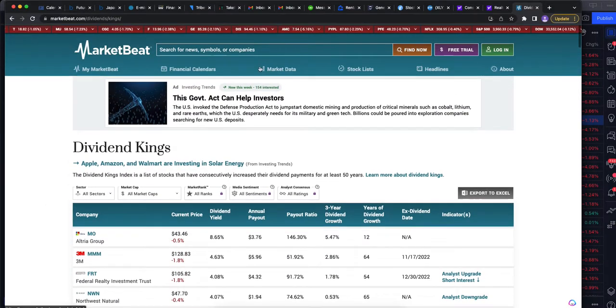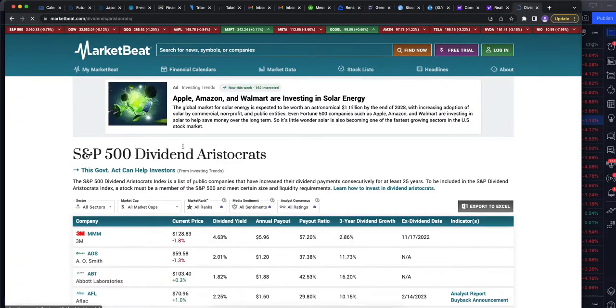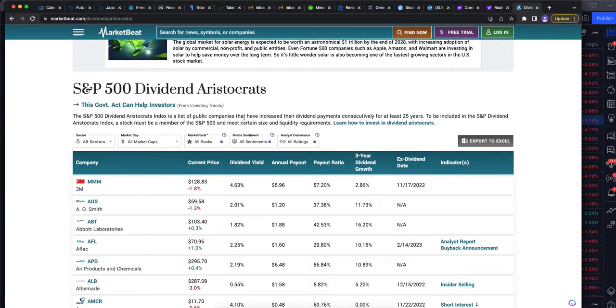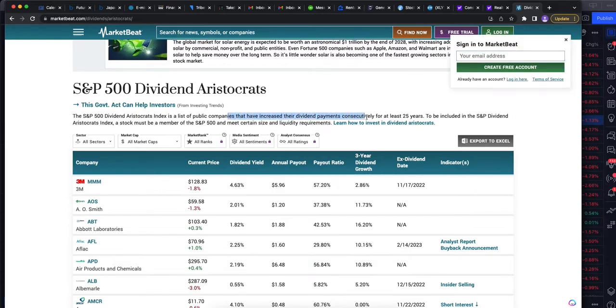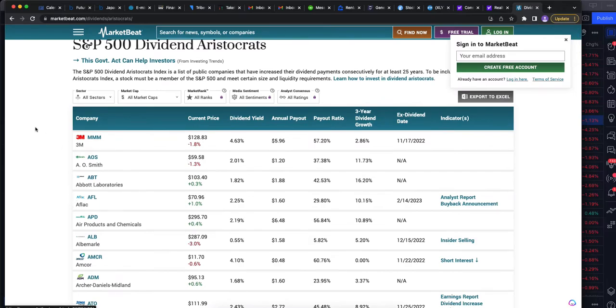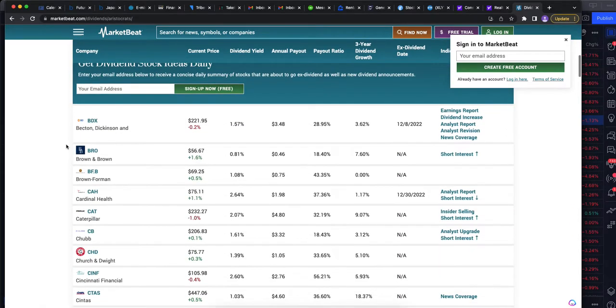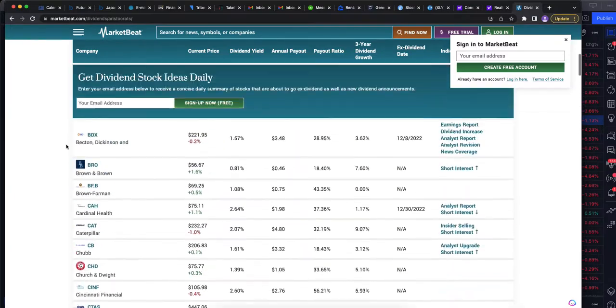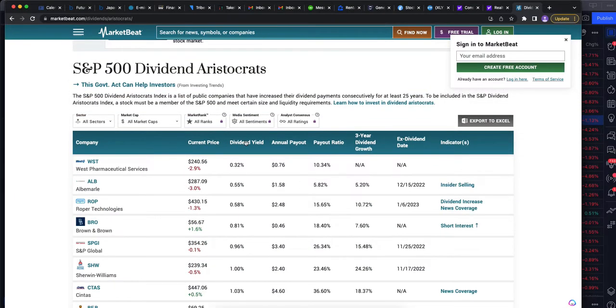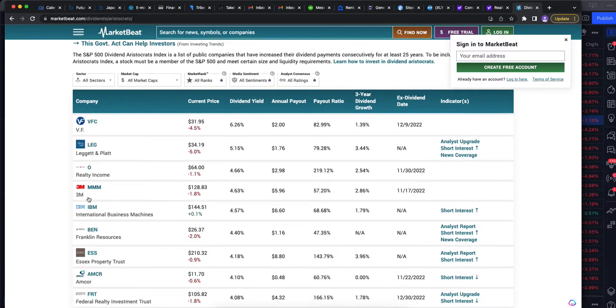So Dividend Kings and Dividend Aristocrats. All right, S&P 500. These are companies that have increased their dividend payments consecutively for the last 25 years. In order to be included in the S&P Dividend Aristocrats Index, a stock must be a member of the S&P 500. So we look at the S&P 500 every single day. We know when it's going to be up. We know when it's going to be down for the most part. The individual companies that are in this are the ones that pay the strongest dividends. All right. So you can see the list is pretty extensive. But again, all we're going to do is filter exchange. We want to go for the biggest dividend paying companies.